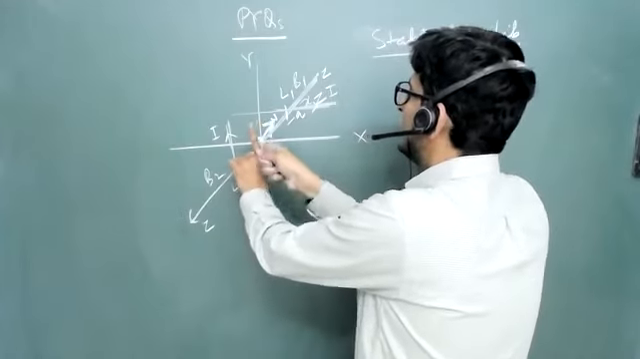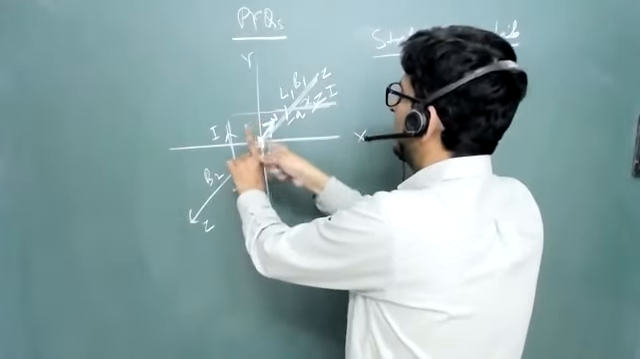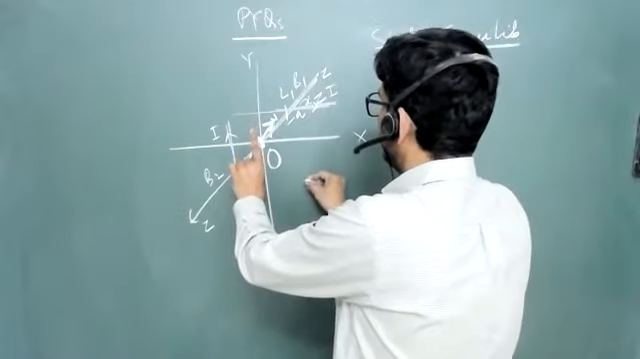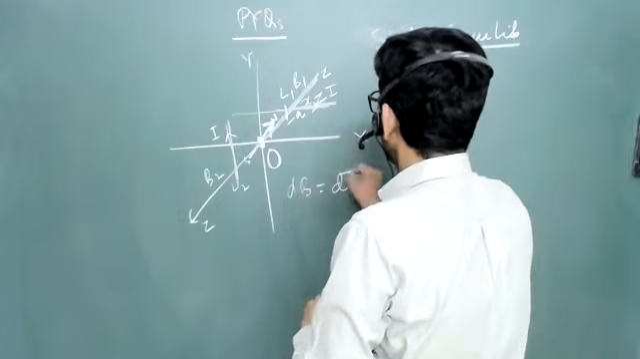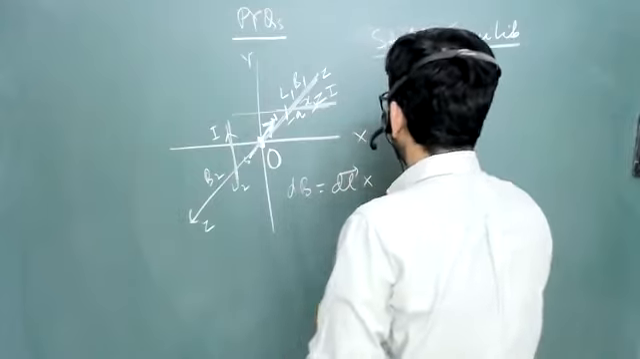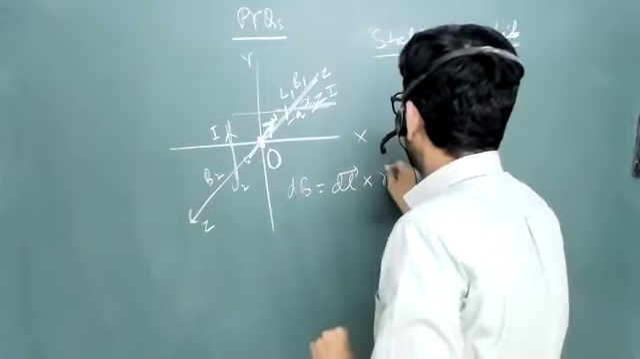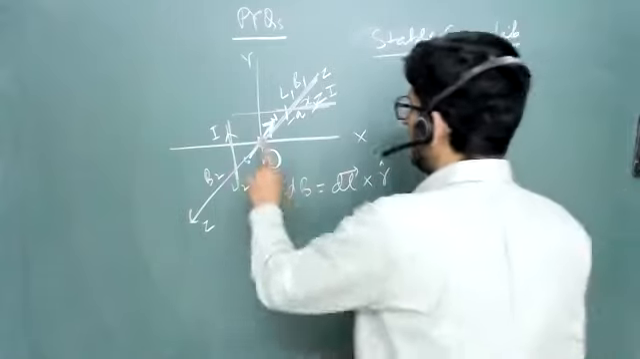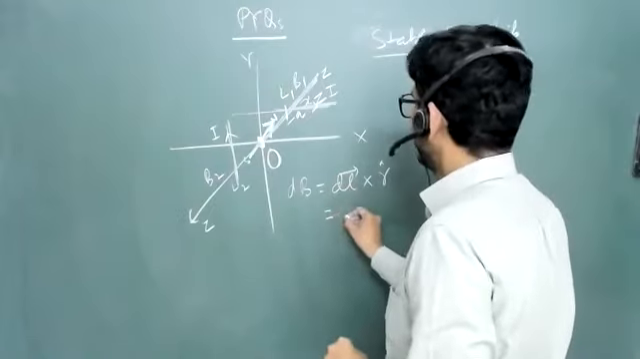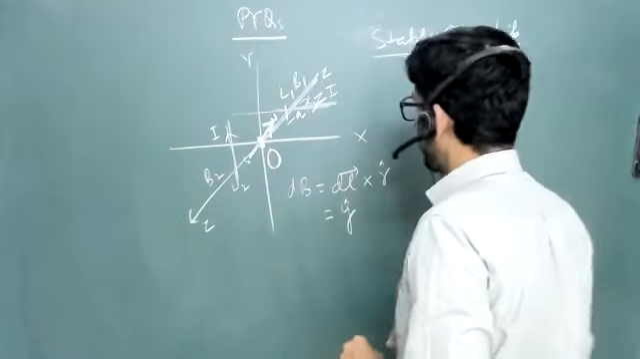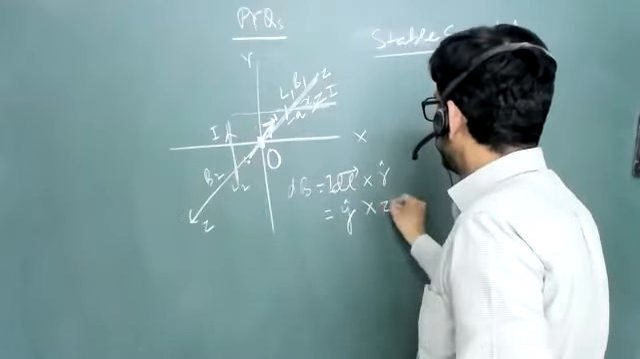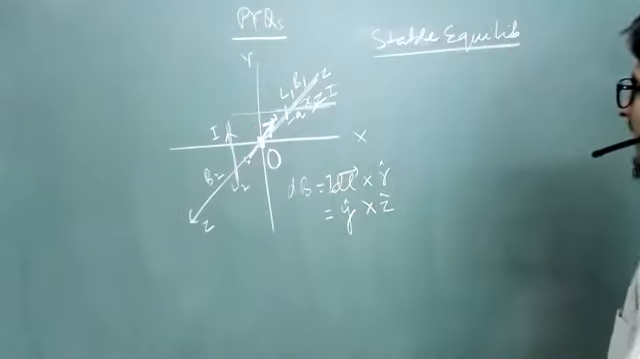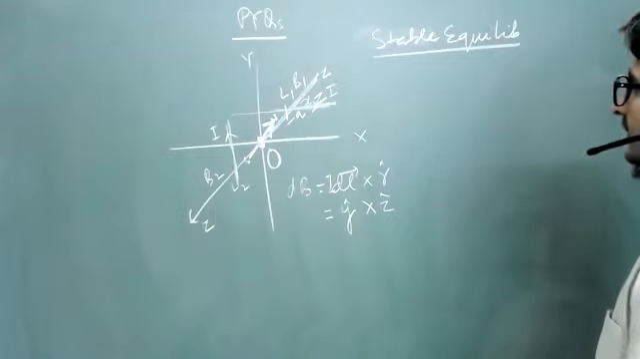The r cap is in the z direction. Where is r cap? Z cap. So what is the direction of the magnetic field dB? By Biot-Savart's law, it is dl cross r cap. The direction of dl is given. It is y cap, the current is flowing in the y cap direction. And what is the radius vector? You can see it is in the z cap direction. So what is y cross z?